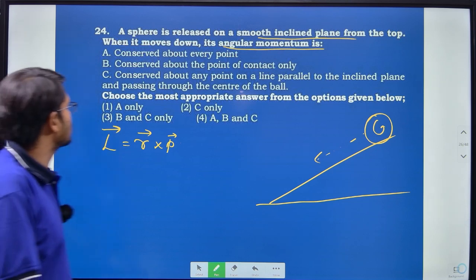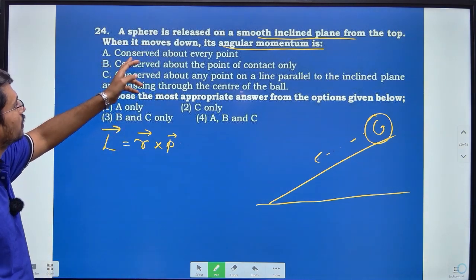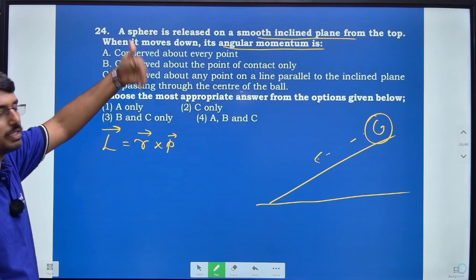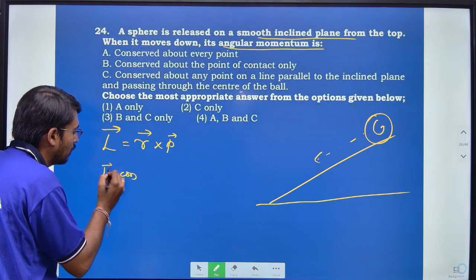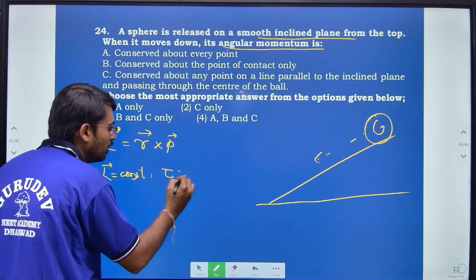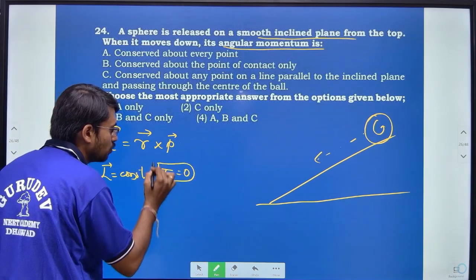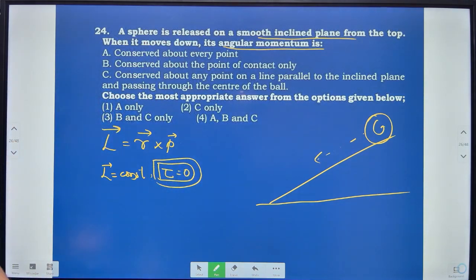Now we'll look at what the meaning of conservation is. If angular momentum is conserved, what's the meaning? Angular momentum is conserved means angular momentum is a constant. Angular momentum becomes a constant only when the torque acting on the system is 0. So this is very important. If the torque is 0, then L is constant. If the torque is not equal to 0, then it is not a constant.